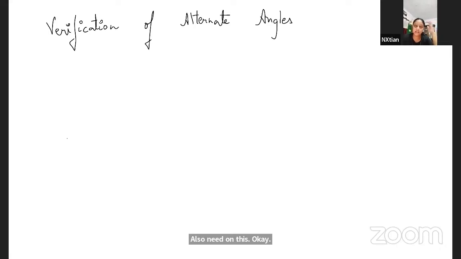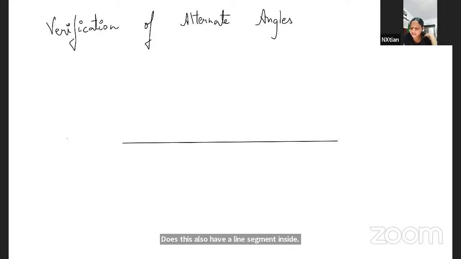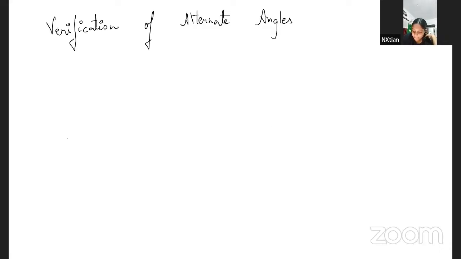Just draw a line segment or a line. Name it L1. Or you can name it anything else, whatever you want to. Does this also have a line segment inside? Yes, it does. Okay. I'm naming it L1.